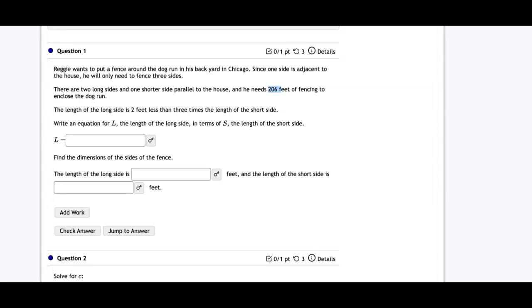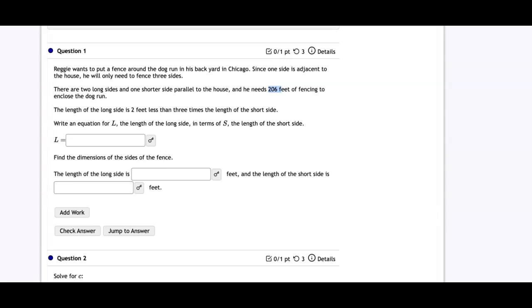Let's just make sure. One side is adjacent to the house, he only needs to fence in 3 sides. The shorter side parallel, yes. So the short side is parallel to the house. So we have 2 lengths and 1 short side, and that equals 206. So we get this equation, right? 2L plus the short side S equals 206.